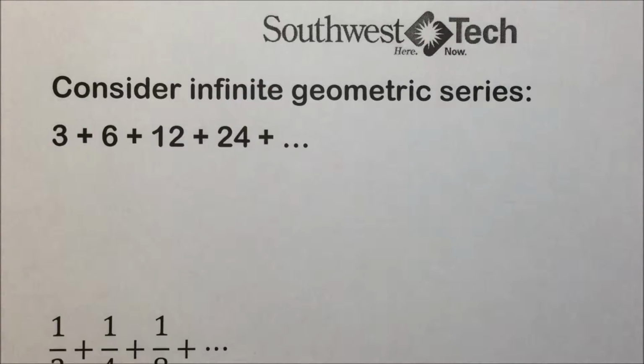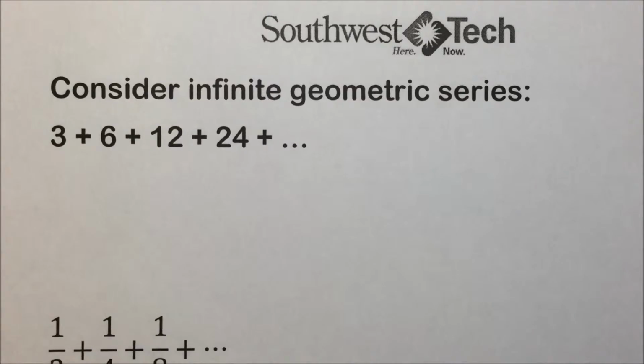Intermediate Algebra, Section 11.3, Infinite Geometric Series. Suppose we consider the sum of the terms of an infinite geometric sequence, such as 3 plus 6 plus 12 plus 24, and so on. We get what is called an infinite geometric series.